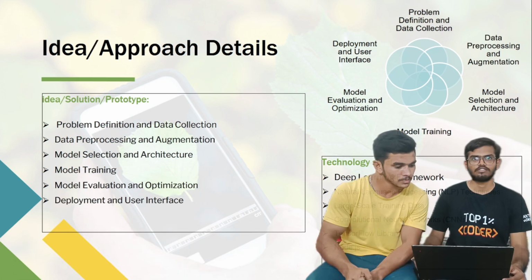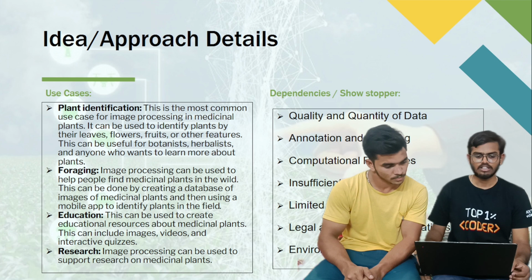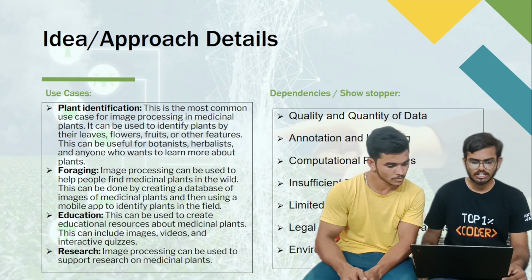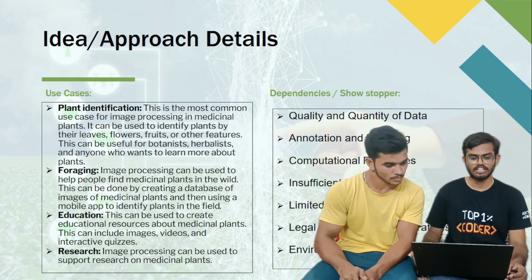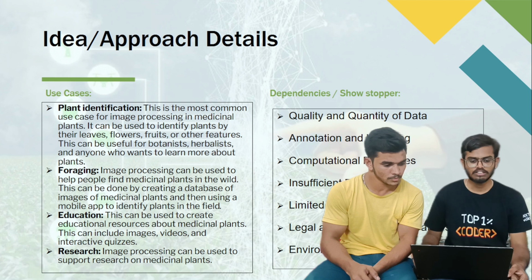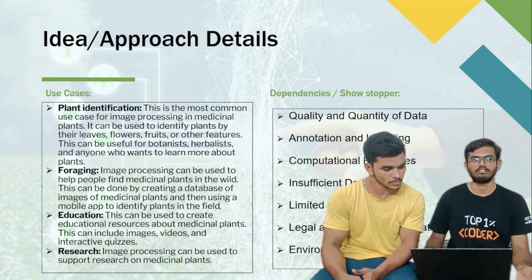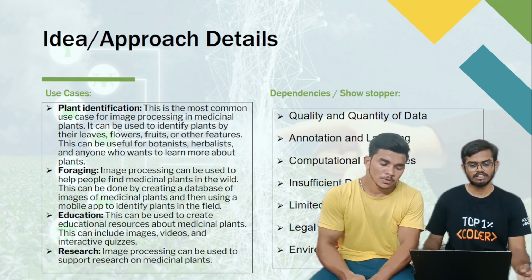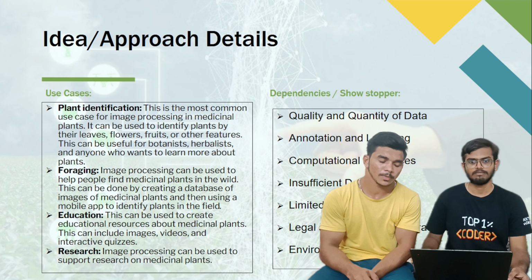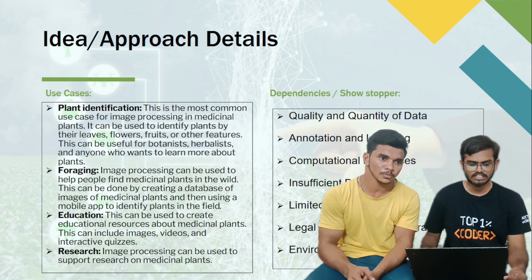So these are the technologies we used in this project. Here are the details of the use cases of the model. The first is plant identification, the second is foraging, the third is education, and the fourth is research. Plant identification is the most common image processing task: we identify whether a plant is a medicinal plant or not. For foraging, if we have gone somewhere far from our location or into a forest area, we can identify whether a plant is medicinal or not just by capturing a photo with our camera.